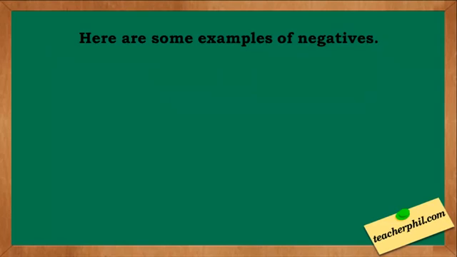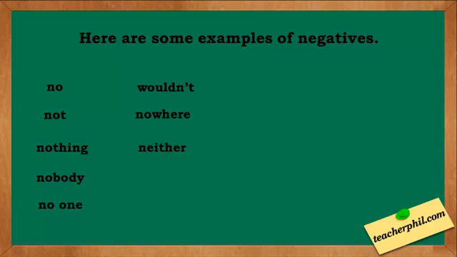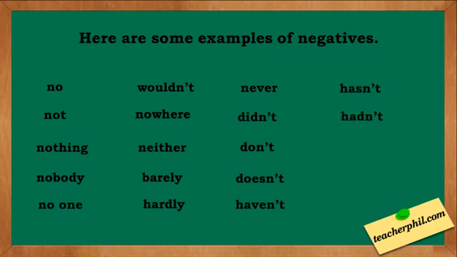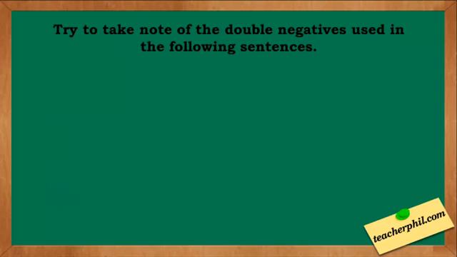Here are some examples of negatives. We have no, not, nothing, nobody, no one, wouldn't, nowhere, neither, barely, hardly, never, didn't, don't, doesn't, haven't, hasn't, hadn't, can't, couldn't, won't. Try to take note of the double negatives used in the following sentences.